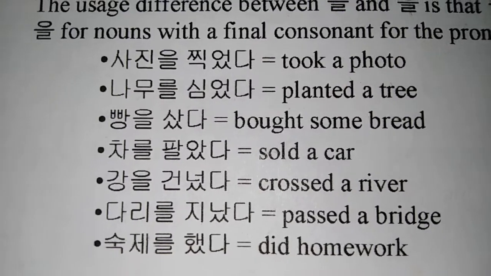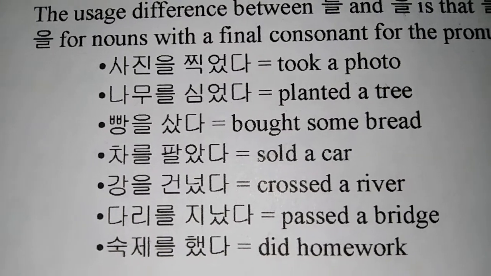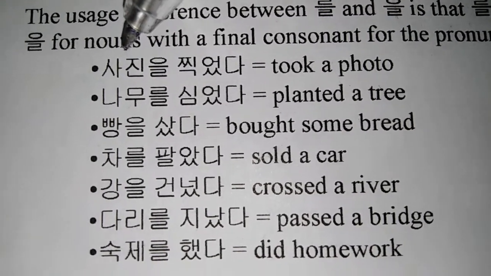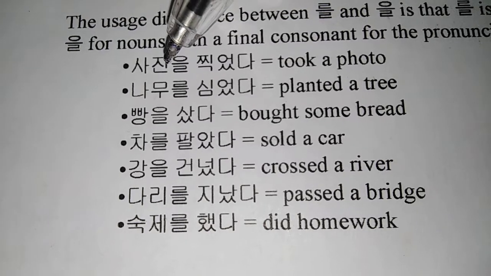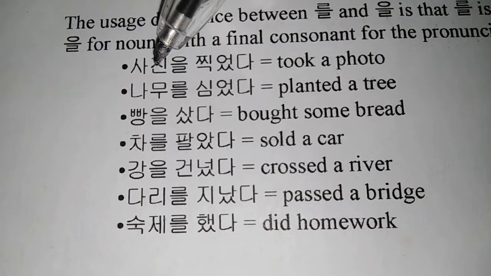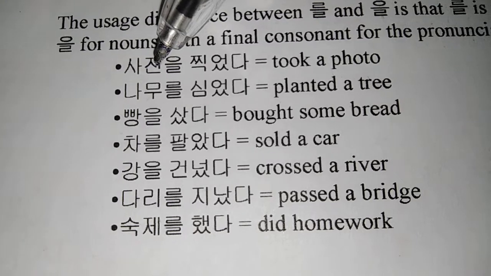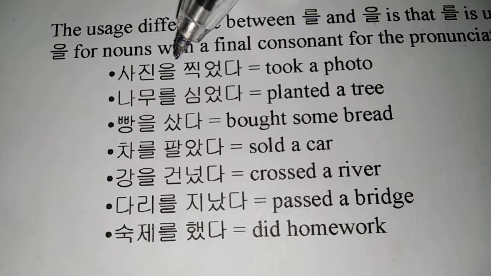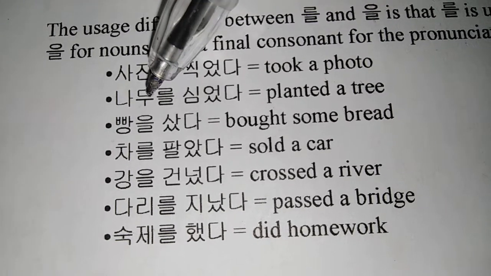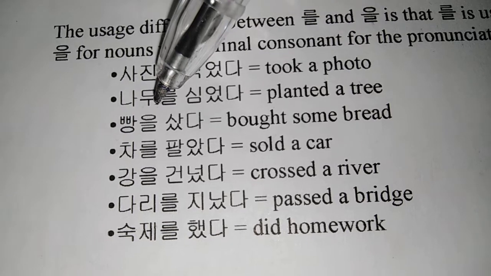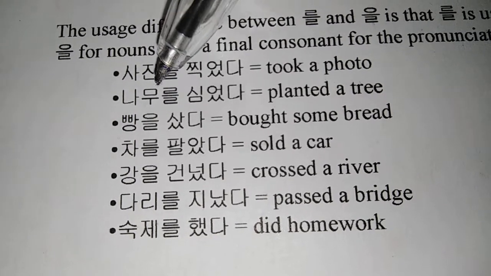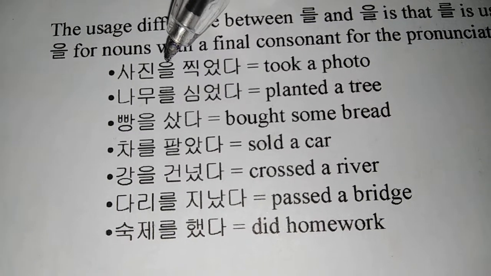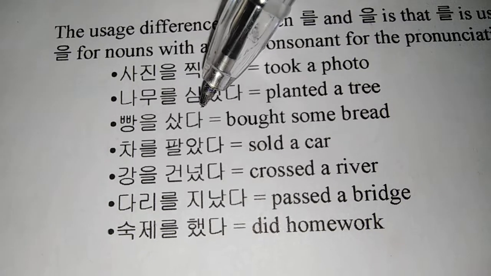And then where would you use and r? Once again, it's a very simple difference. In Sajin, if you look at the first sentence here, Sajin, you have a neon here. That is, you have a bachim here. So when you have a bachim, you would follow that by But in Namu, the second sentence, you don't have a bachim here. So when you don't have a bachim, you would follow it by r. That's how it goes. If you have a bachim, if you don't have a bachim, r.